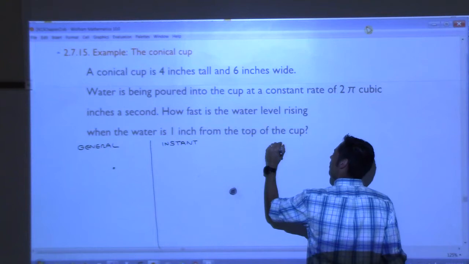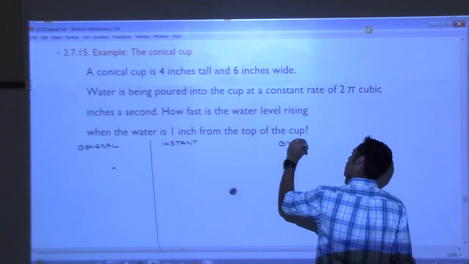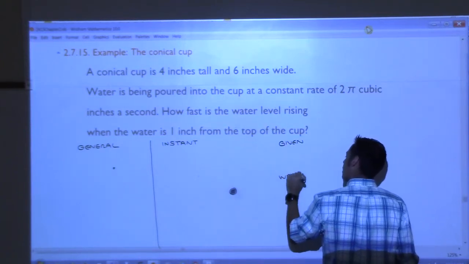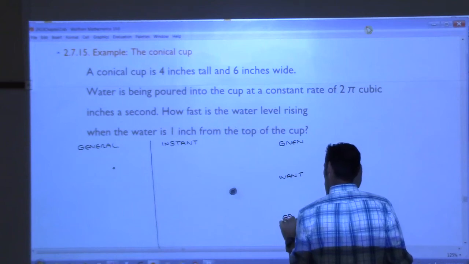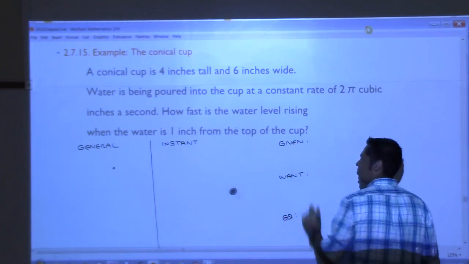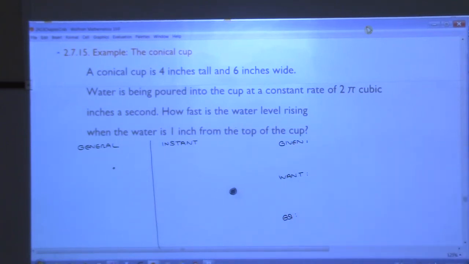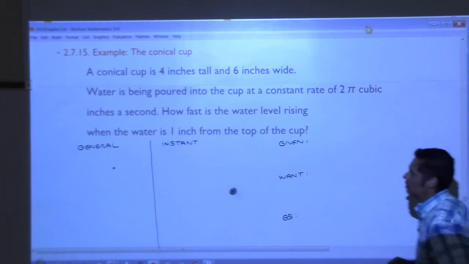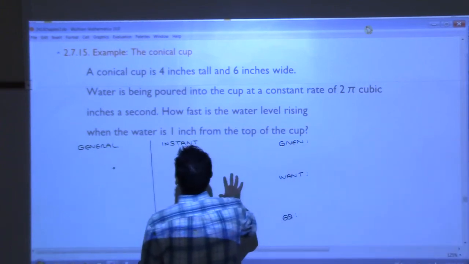All right, what I am given, what I want, and an equation. Let's try that out. Let's just draw a picture of a cone being filled with beer. No, beer, water, doesn't say, right?